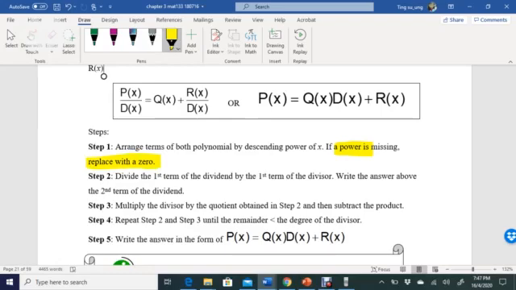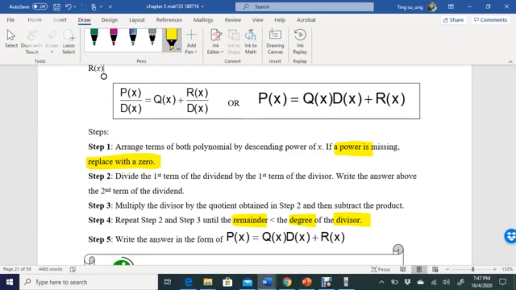Divide the first term of the dividend by the first term of the divisor. Write the answer above the second term of the dividend. Then multiply the divisor by the quotient obtained in step 2, then subtract the product. Repeat again until the degree of your remainder is less than the degree of your divisor.